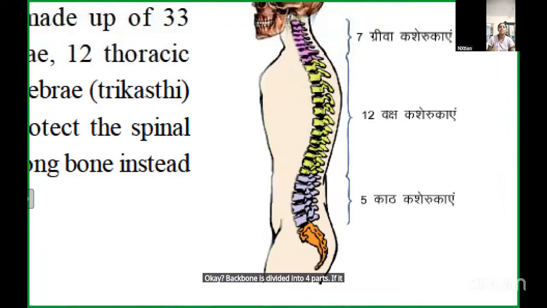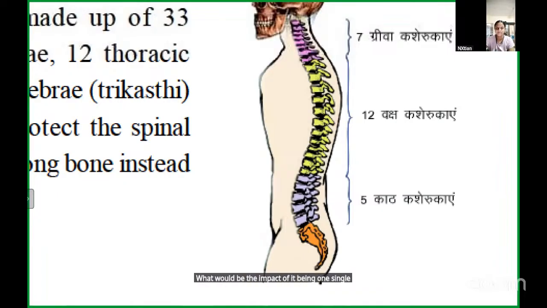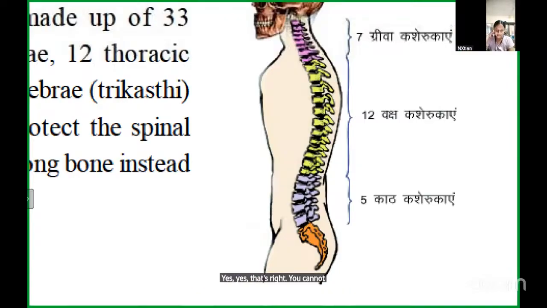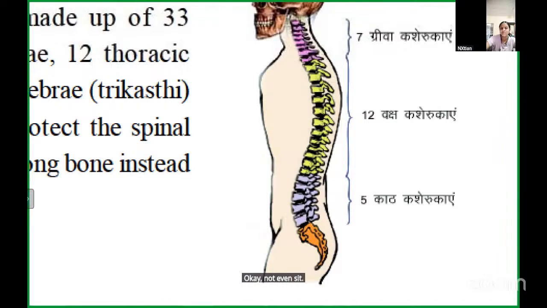If it was not divided into these parts, but was just one straight bone, what would you think would happen to us? What would be the impact of it being one single bone? We can't bend it. Yes, that's right. You cannot move or bend your neck. You cannot bend your back or your waist. When we bend down, we would not be able to. We'd just be able to stand straight. You wouldn't even be able to sit. We'd just be able to stand in one position, with one long bone.